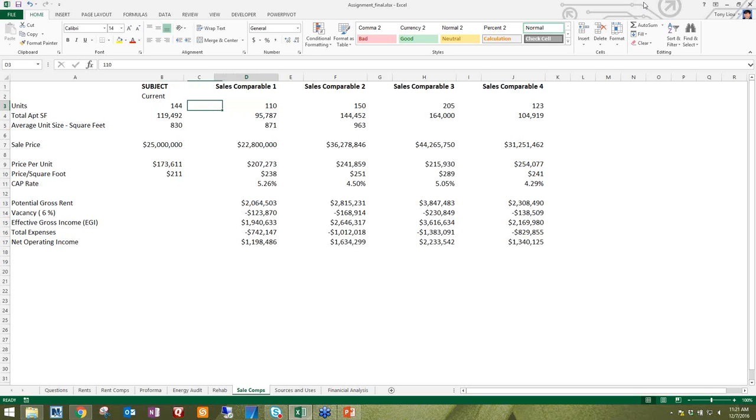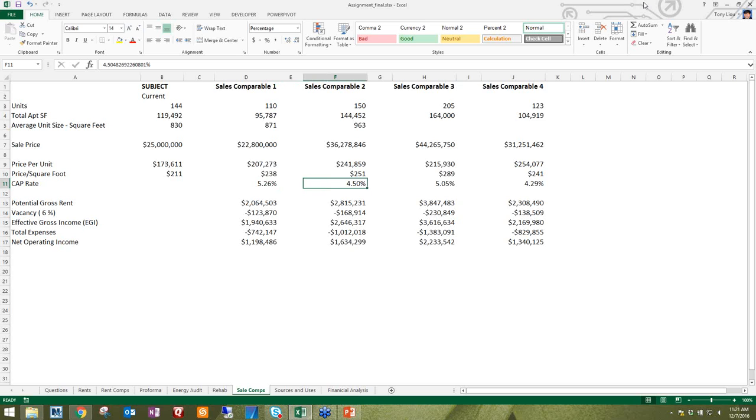Which is comparable to our 144 units. The square footage is about the same. The size of units is about the same. Sale price is in the same ballpark. And then what you have is the price per square foot is similar. So based upon the NOI and the purchase price, we have a cap rate of 5.26%.